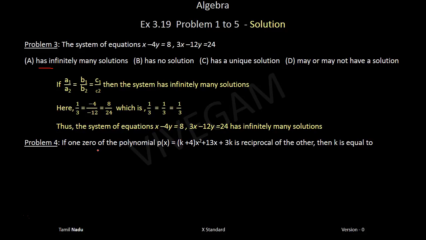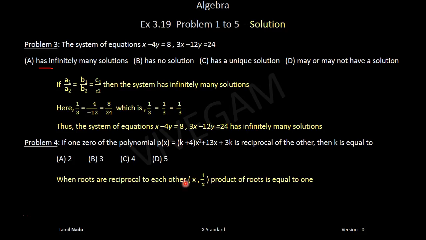If one zero of the polynomial p of x equal to (k plus 4) x square plus 13x plus 3k is reciprocal of the other, then k is equal to what? So basically, when the roots are reciprocal, let the roots be x and 1 by x. The product of the roots is c by a for a quadratic expression ax square plus bx plus c. So c is 3k and a is k plus 4. You compare this equation with ax square plus bx plus c: a is k plus 4, b is 13 and 3k is c, I'm sorry.